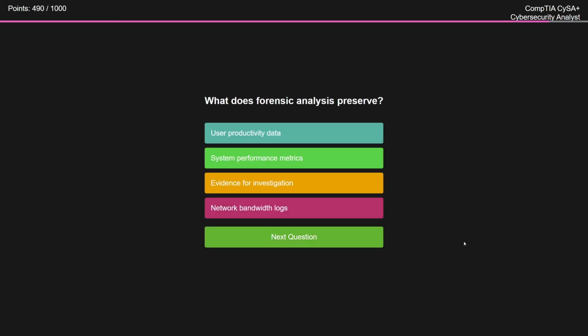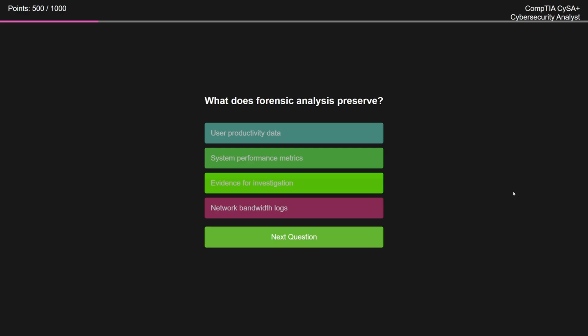What does forensic analysis preserve? Does it preserve user productivity data, system performance metrics, evidence for the investigation, network bandwidth logs? For me, it's going to be evidence for the investigation, I would think.